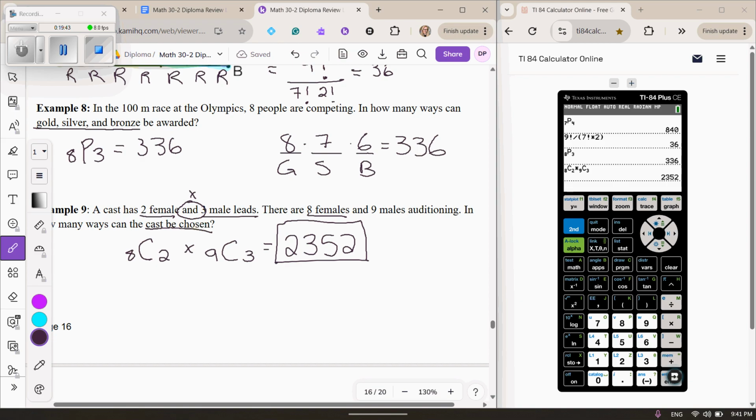Okay, so make sure you pay attention to keywords such as arranged, roles, chosen to determine whether you're using permutations or combinations.